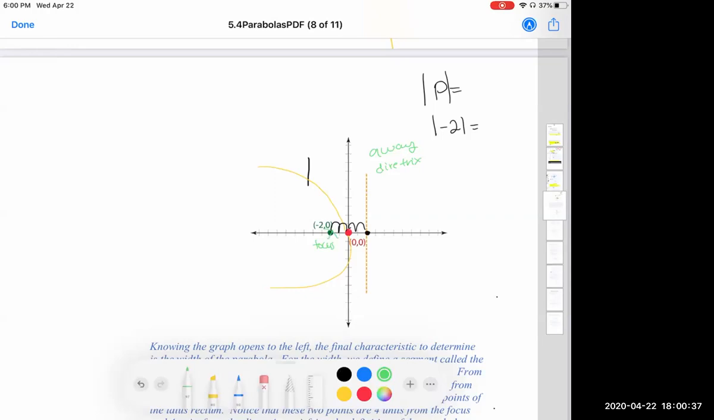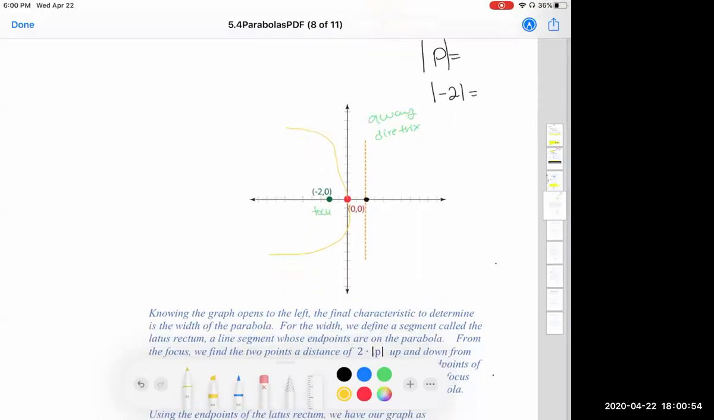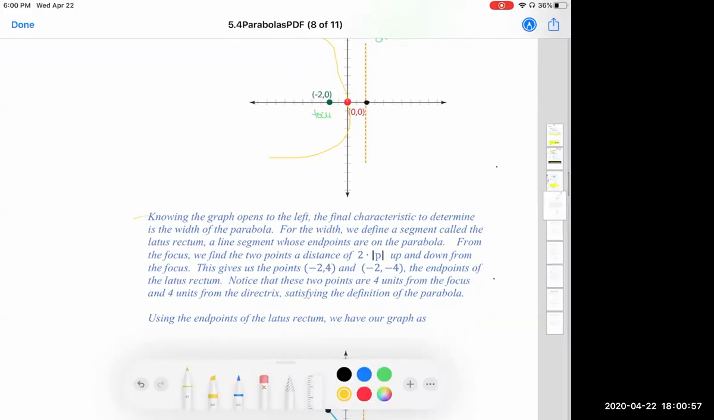Now that's the use of our directrix. So I found some important features, but I still need to graph it. Now I have a very poorly drawn line in yellow of which way my parabola is supposed to open, just so I can keep track of these p-values that I'm working with. Knowing the graph opens left, the final characteristic to determine is the width of the parabola. For the width, we define the segment called the latus rectum. That's a line segment whose endpoints are on the parabola, through the focus.